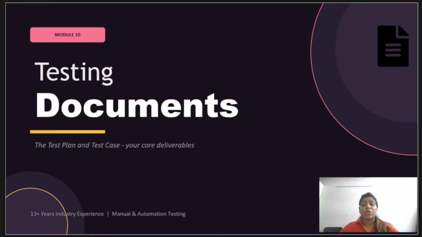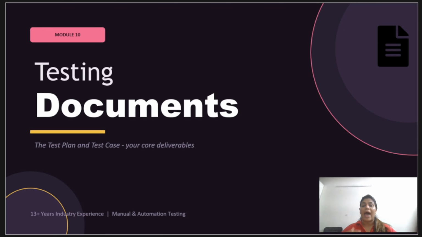So testing is not just clicking around an app, it is a documented professional discipline. And in this module, we'll focus on the two most important documents that you'll work with, the test plan and the test case. These documents are your deliverables, the tangible proof of your work. We have touched on them back in the testing lifecycle module.